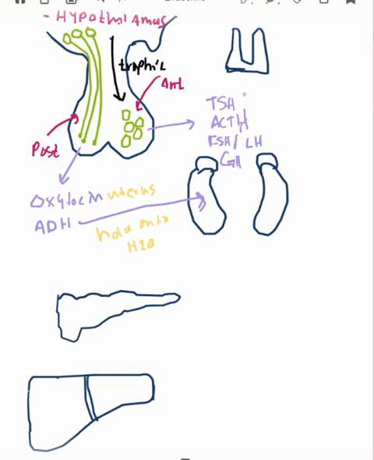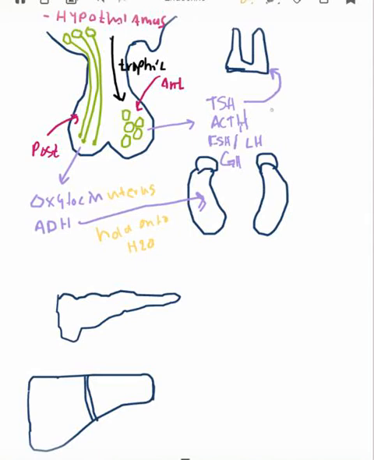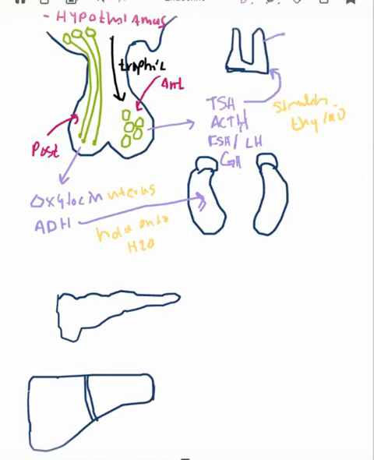TSH, we'll start there. TSH, thyroid stimulating hormone, as you might imagine, acts upon the thyroid. TSH tells the thyroid to release another hormone. So TSH stimulates the thyroid, and TSH tells the thyroid to release yet another set of hormones, thyroxine, and there are two general types. There's the T4 and the T3, and these are the major hormones of metabolism.